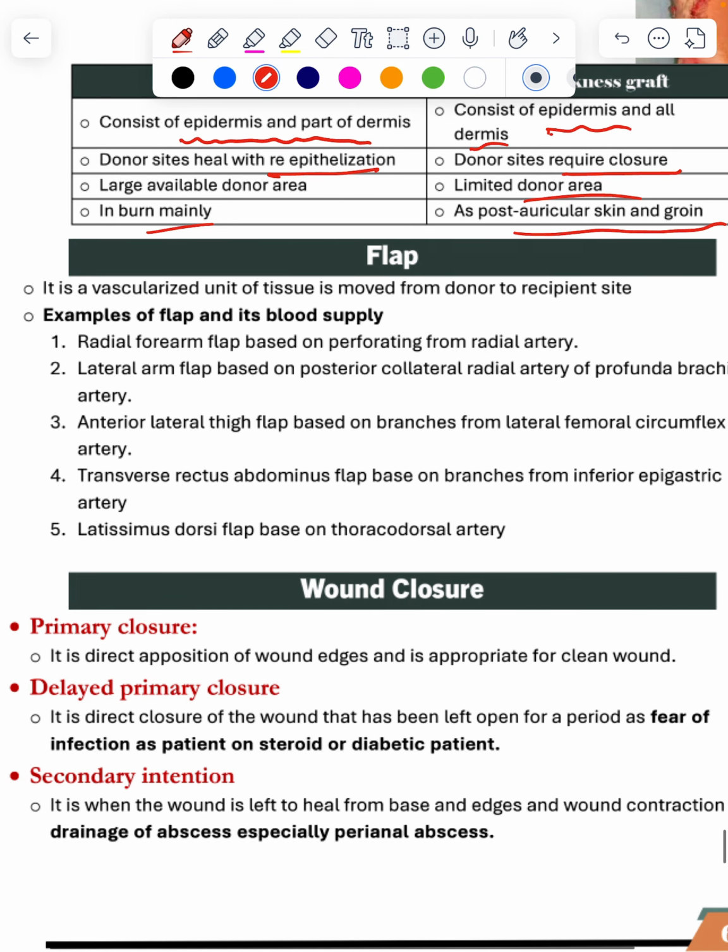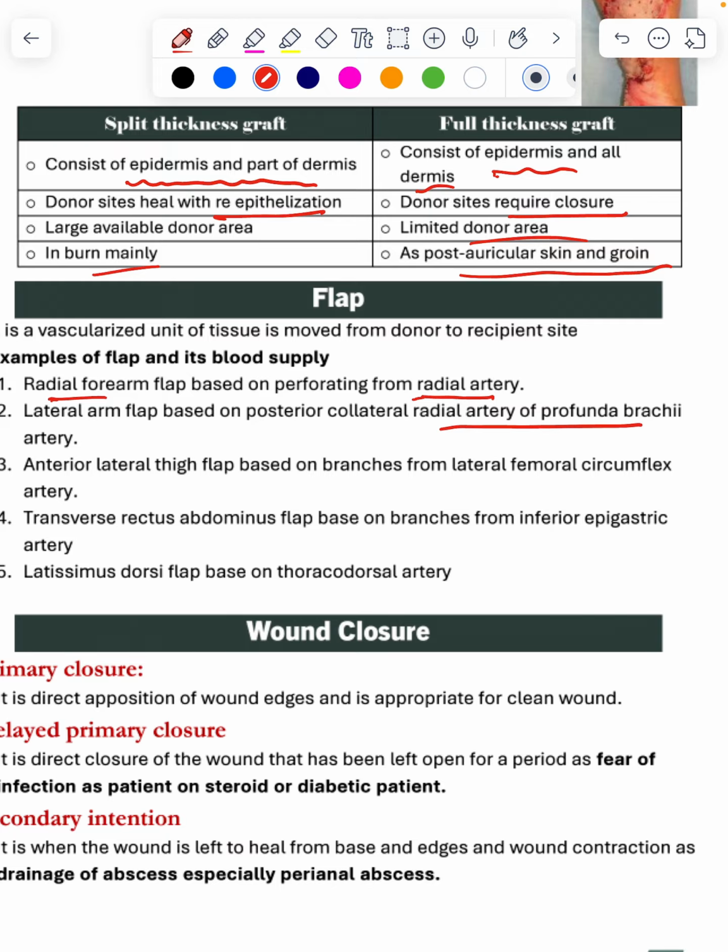Full thickness graft removed. Flap is a vascularized unit of tissue moved from donor to recipient site. Examples of flap: radial forearm, based on the radial artery perforators. Lateral arm flap, on the posterior radial collateral artery of the profunda brachii. Anterolateral thigh, a branch of the lateral femoral circumflex, LFC. Then the transverse rectus abdominis flap, called TRAM, is based on the inferior epigastric artery. Latissimus dorsi flap, thoracodorsal.